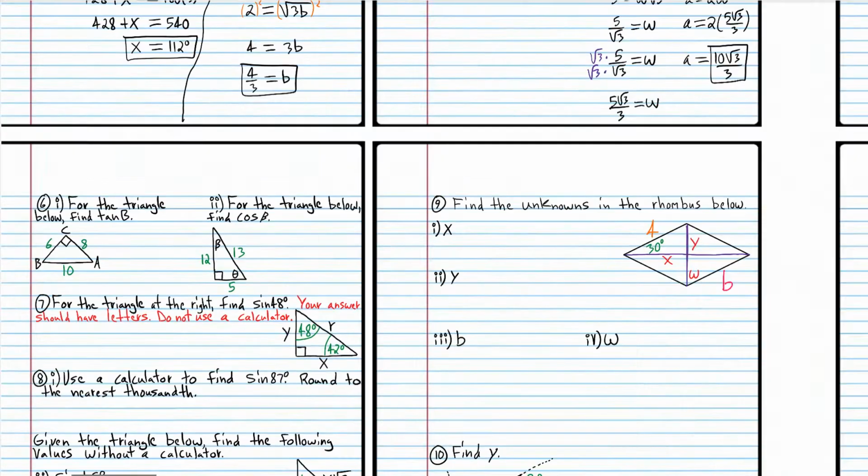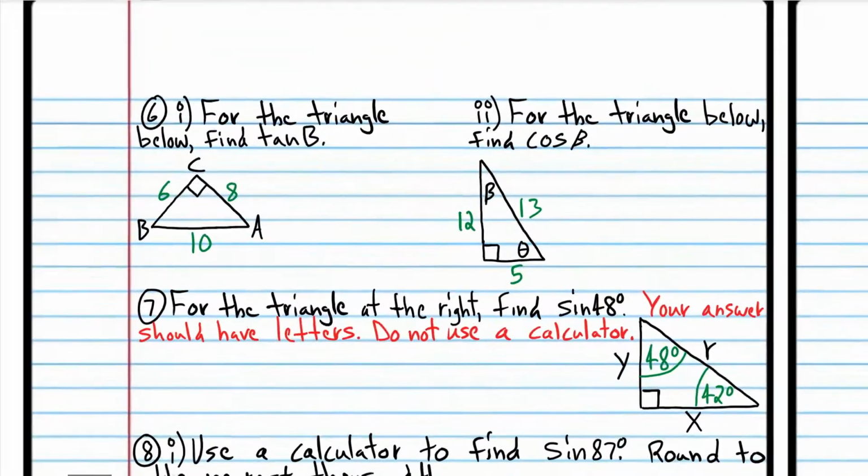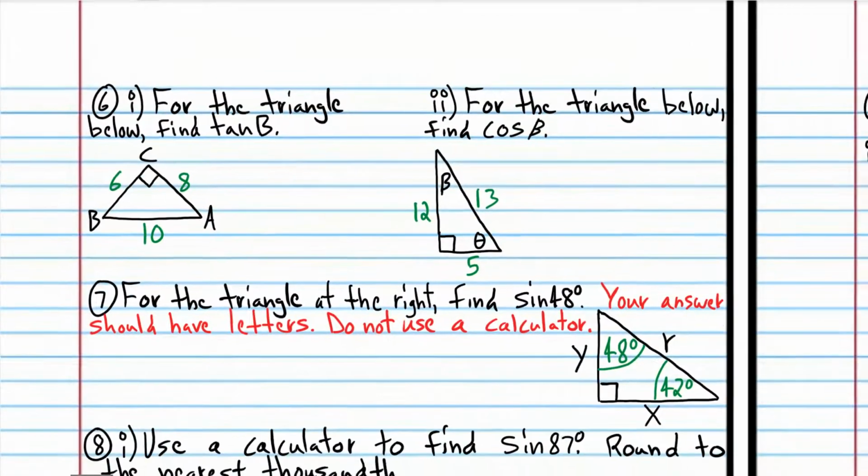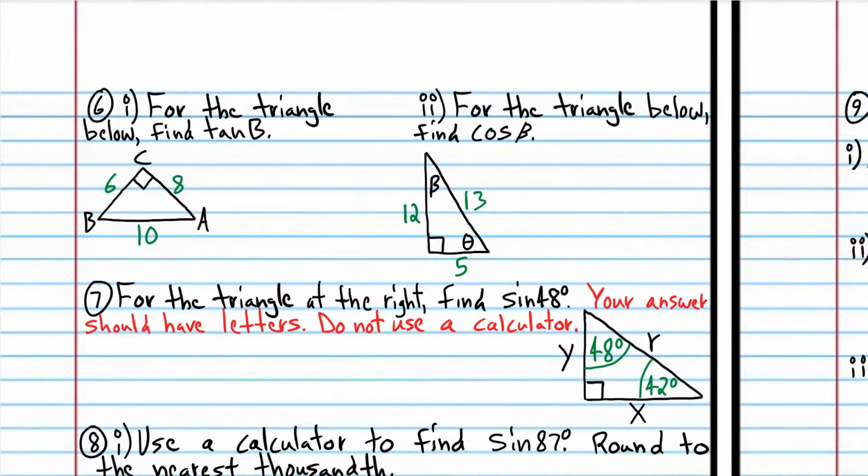All right, on to number 6. For the triangle below, find tangent B. So go ahead and try number 6, and when you come back, we'll do it together.